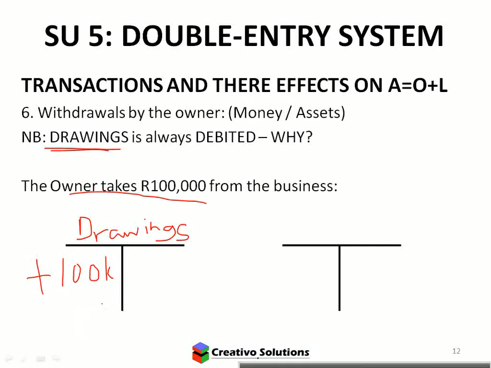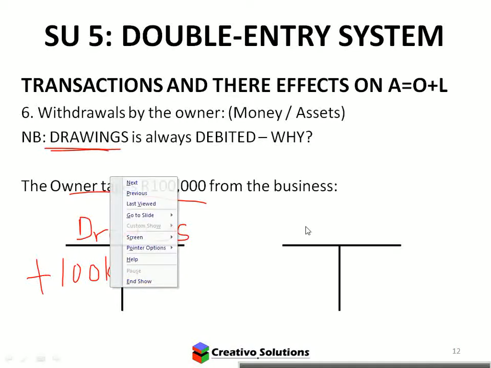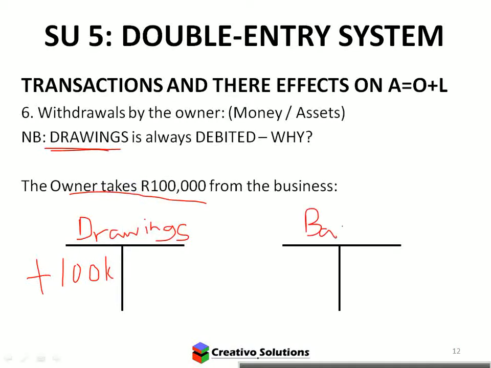So the other part of it would have been the bank, right? The owner didn't take an asset. The owner took cash. Okay, so if they took a vehicle, that's possible. They could have taken equipment. They could have taken stock. They could have taken whatever. Right, but they took cash. So cash is going to affect the bank. Okay, minus 100,000 here. Why? Asset decrease.